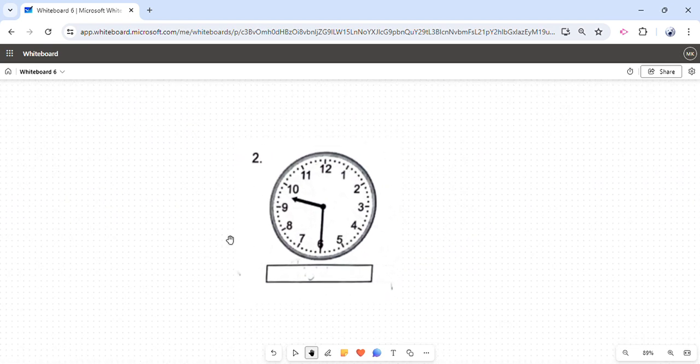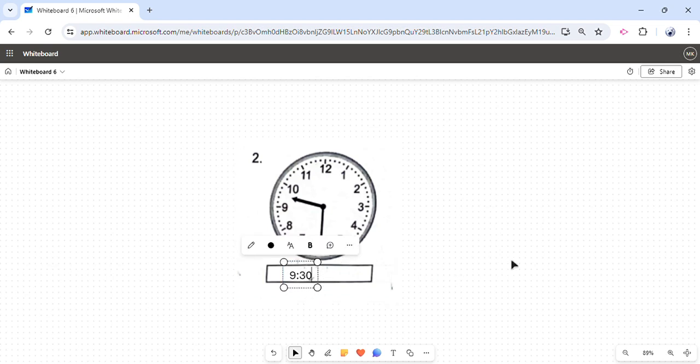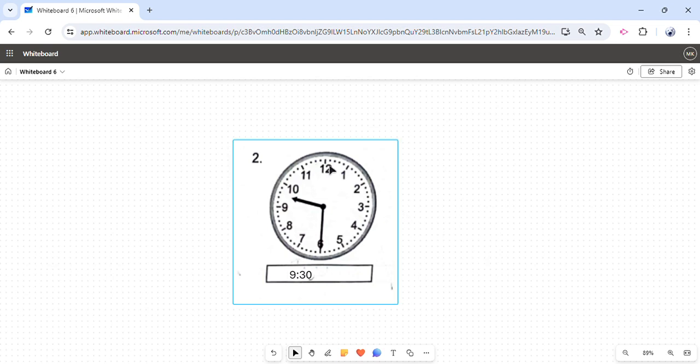For the second question, we have the hour hand in between 9 and 10. So the hour is 9, since it's after 9 and before 10. And again, we have to count by 5. 5, 10, 15, 20, 25, 30. So the minutes is 30. So the time is 9:30. By the way, when you're starting to count by 5s, you have to start at the 12. Don't start at any other number or else it's gonna get messed up.